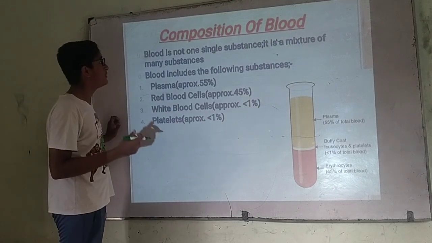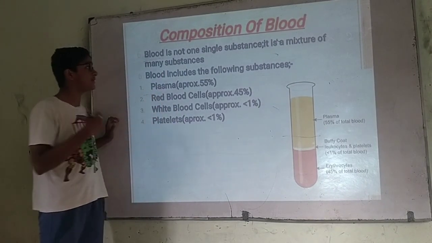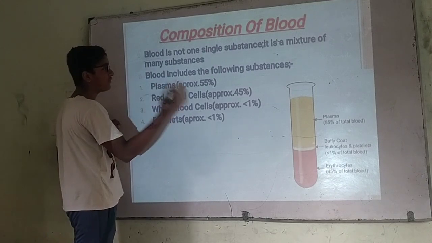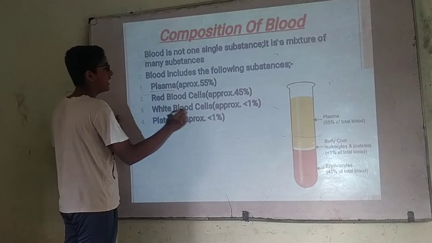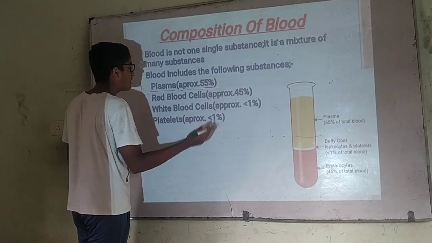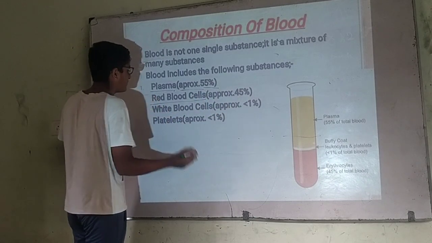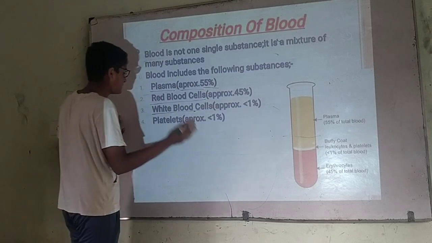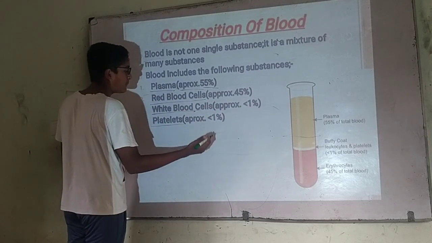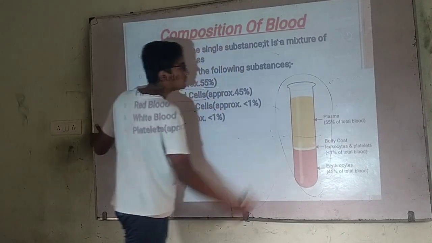So, composition of blood. Blood is not one single substance. It's a mixture of many substances. Blood includes the following substances in fixed ratio. Plasma is approximately 55% of the blood. Red blood cells, approximately 45% of the blood. White blood cells, which is approximately less than 1%, and platelets, which are also approximately less than 1%. We can see this in the given diagram.